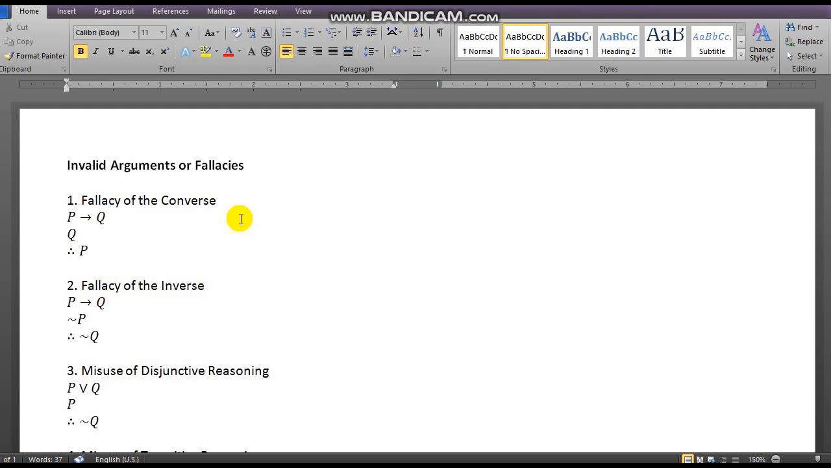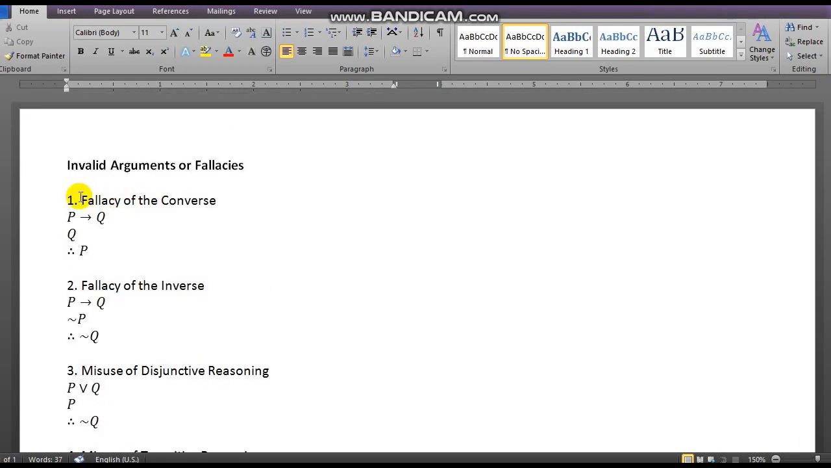Hey everyone, today we're going to discuss invalid arguments or fallacies. Unlike the proving part that we just had in our rules of equivalences and rules of inferences, the statements I'll be presenting today are invalid arguments or fallacies. These are errors, or should we say, false statements. They are not used in proving, but are used to detect whether a logical reasoning is incorrect.